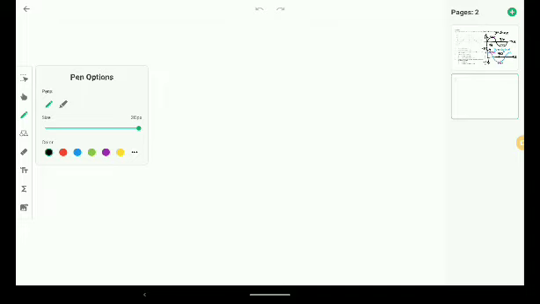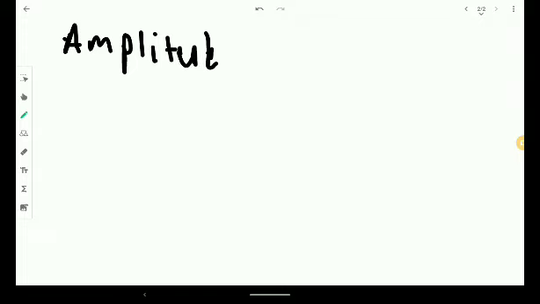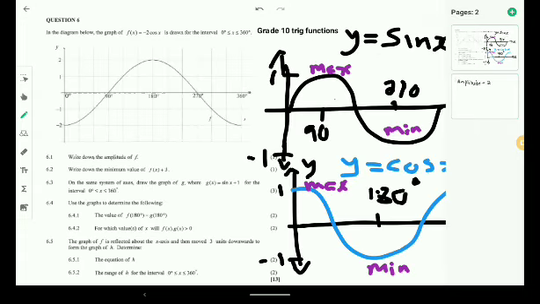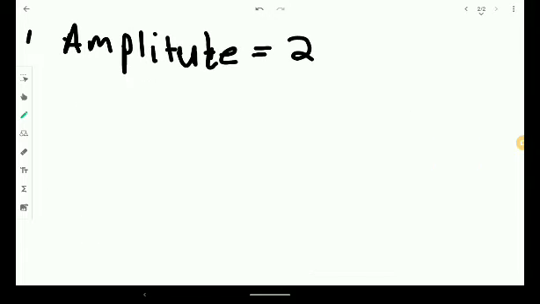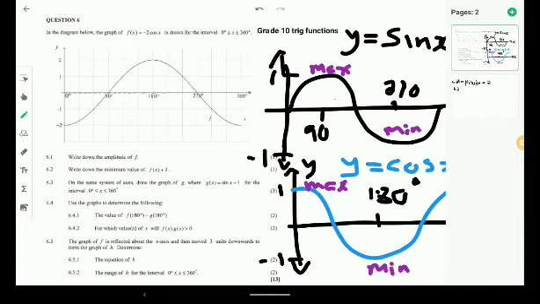So if we can answer the first question, amplitude, let me write it correct. Amplitude is positive 2. So that is the first question that we have answered. Let's just number the question according to the numbering system. So it is 6.1, and then let's go to 6.2 and check what is the question in 6.2.